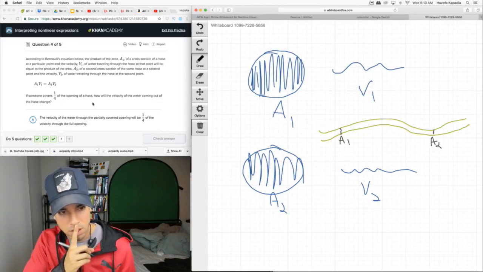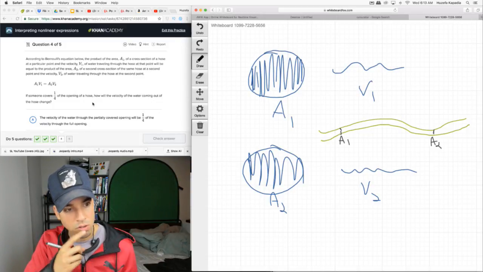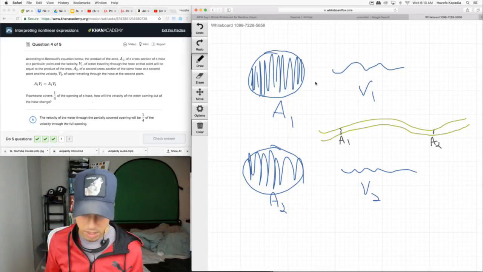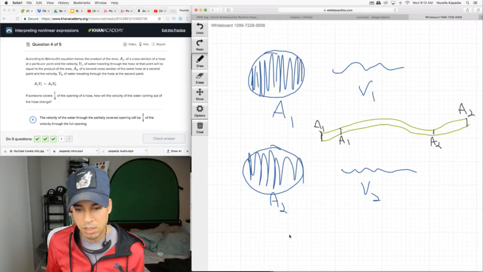Interesting. So 1/4 of the opening of a hose. How does it change the water coming out of the hose? Okay, let me think about that. So here's A1 in their example, and then here's A2. They haven't changed A2. So basically A1 is going down by 1/4. So now the two still have to be equal to each other. I can just pick numbers. I think I get what they're saying.